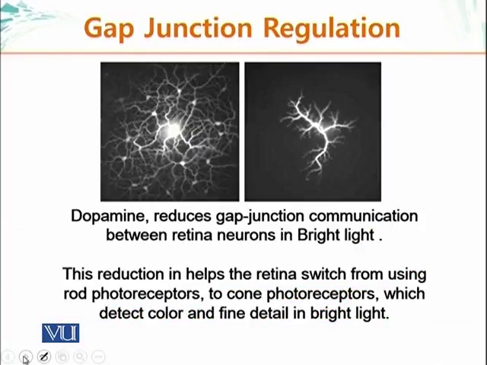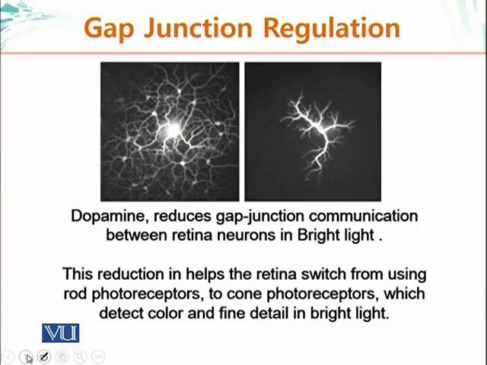Dopamine is a neurotransmitter, and it's an important one. When it is released from the nerve endings, it reduces the gap junction communication between retina neurons in bright light. Rod receptors, remember that we talked about, are more sensitive to light and they're good detectors. So once the amount of light or the amount of photons increases, the cells switch from using rod cells to the cone cells.